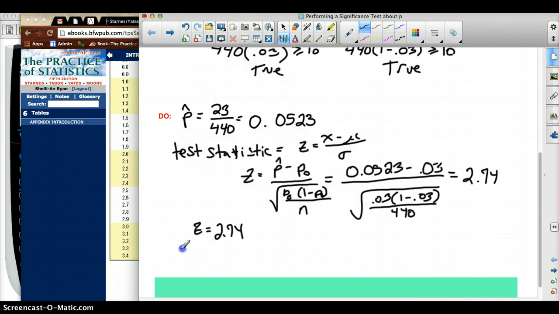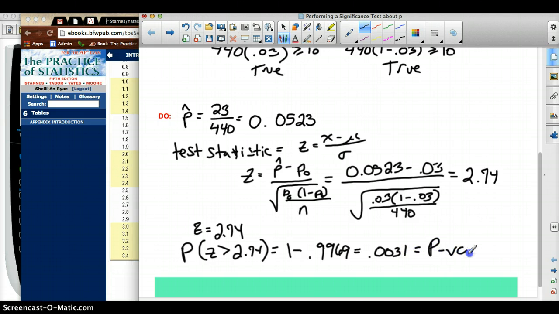So the p-value, or the probability of when z is greater than 2.74, is going to be 1 minus that 0.9969, which is 0.0031. Remember, this is now considered your p-value. So we went through, we did our calculations, and we get our p-value there. That's going to come into play again when we compare it to our alpha value.